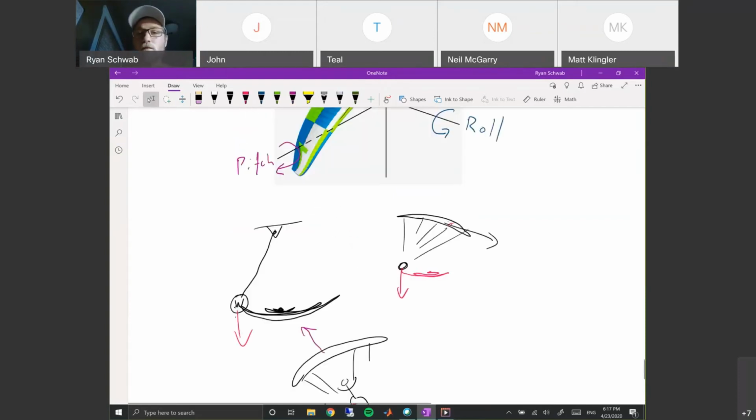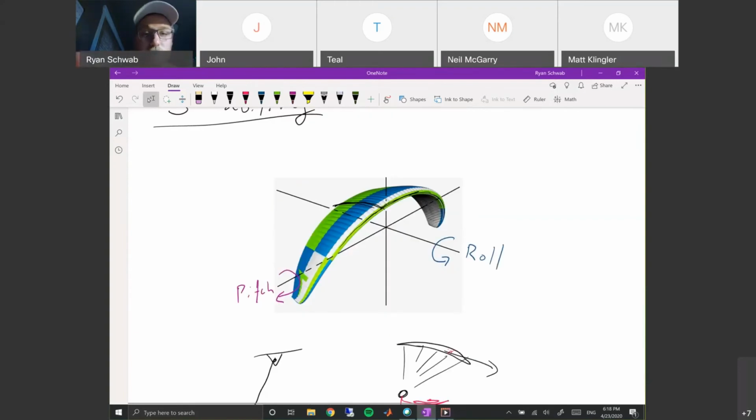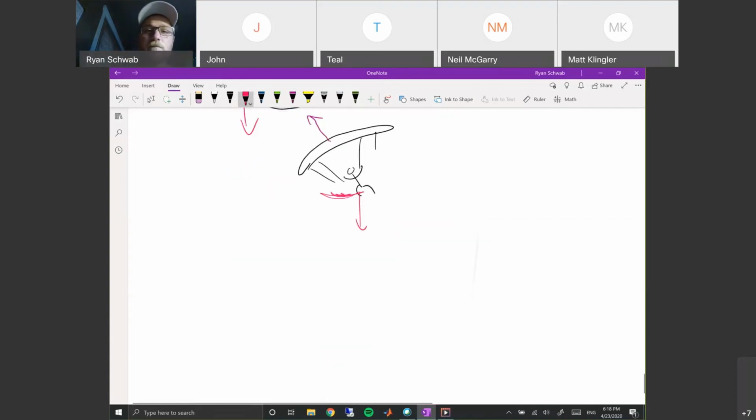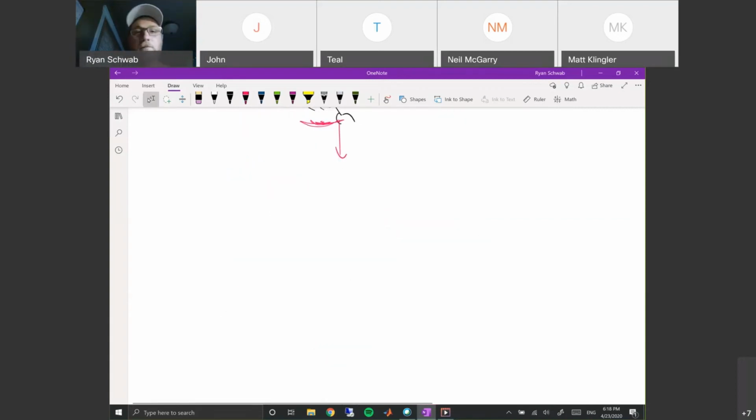Cool. Finally, we've got our third axis that everyone's been waiting for, yaw, right up here on the top. So if we imagine yaw, if you look up at your wing as you're flying under it, that means that one tip is moving forward faster than the other tip, something like this. You can imagine if you're sitting in a swivel chair like I am, you're twisting in that swivel chair. That's yaw. And this one's a little bit more complicated.